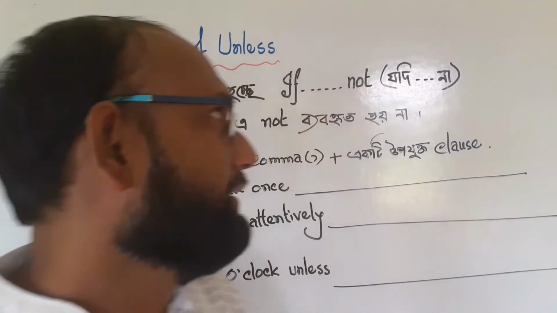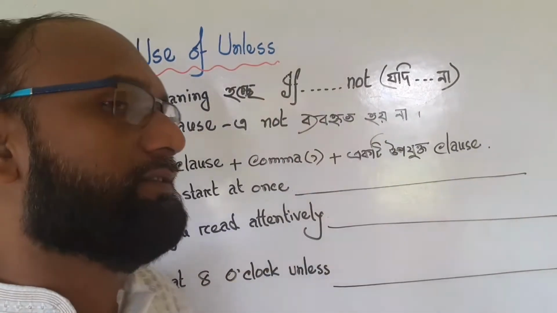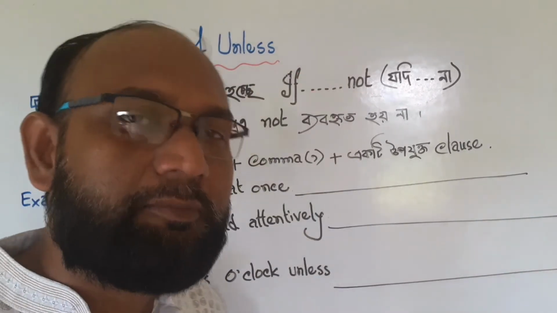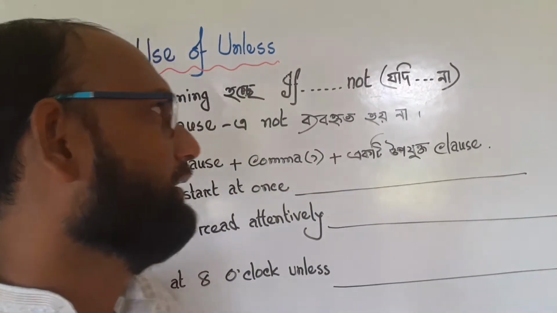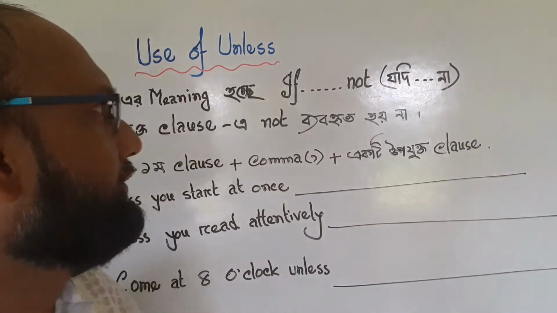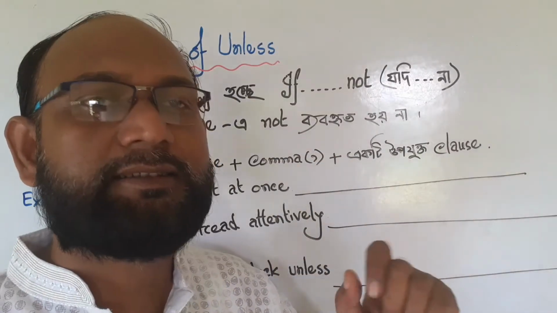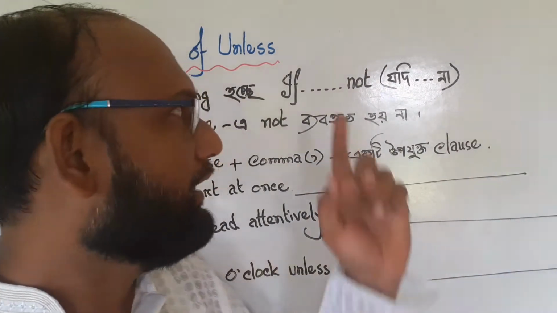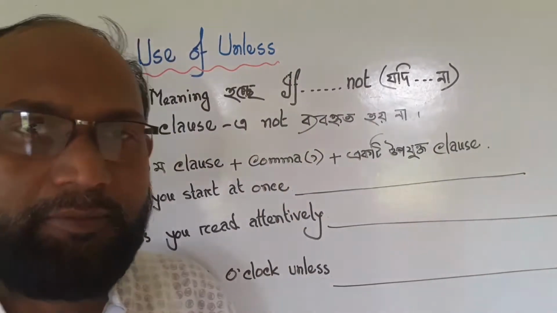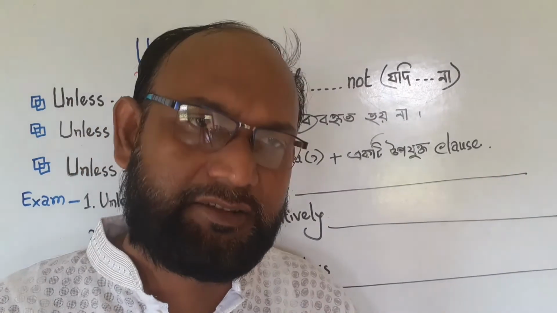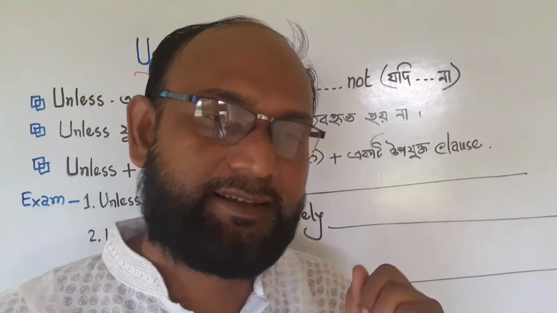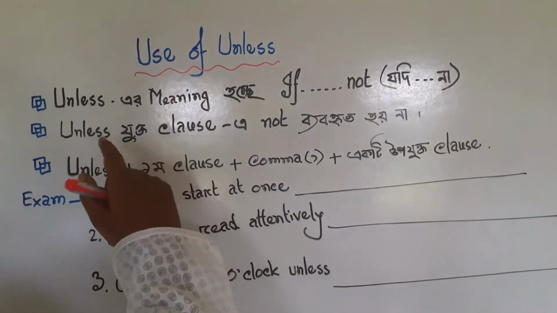Dear learners, look at this, use of unless. Now we will try to understand how to use unless in completing sentences. What is unless? We have to know that at first. Unless is a subordinate conjunction. Try to understand. I am delivering this very slowly and repeatedly so that you can understand my speech easily.